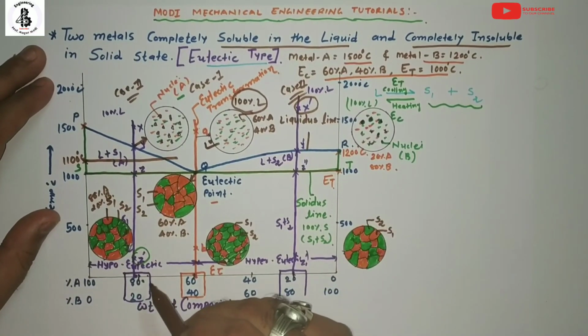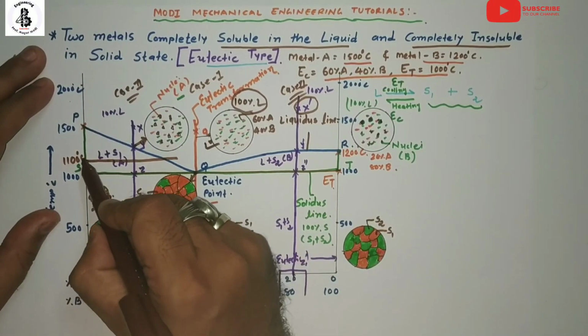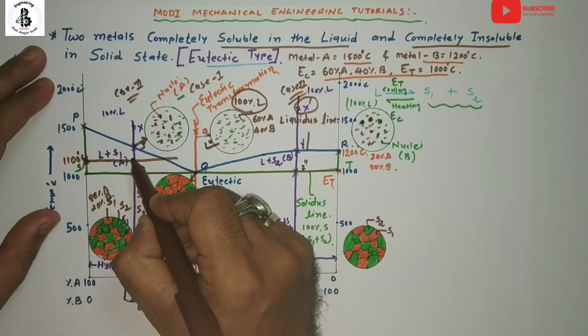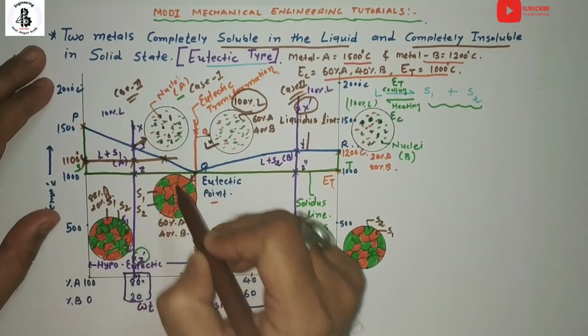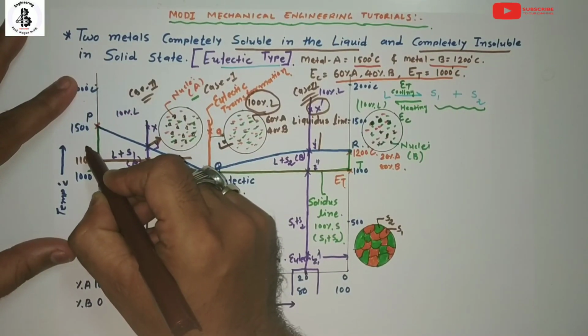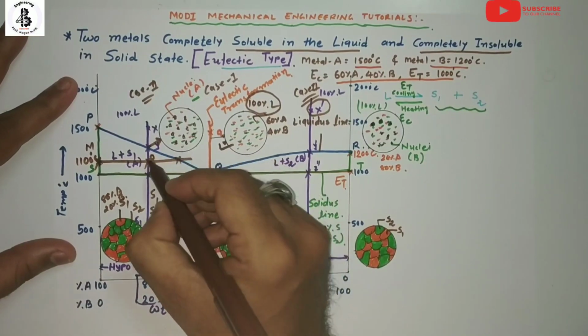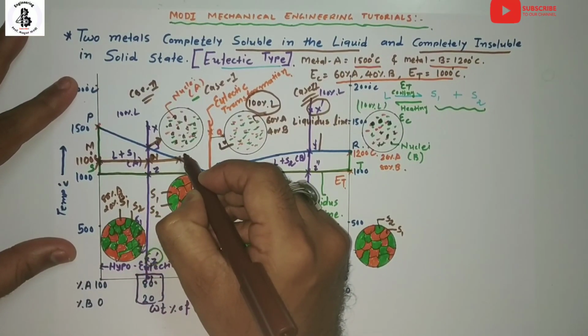By making one horizontal line, it will be intersecting the solidus line, the composition line and the liquidus line. So these will be M, N, O.